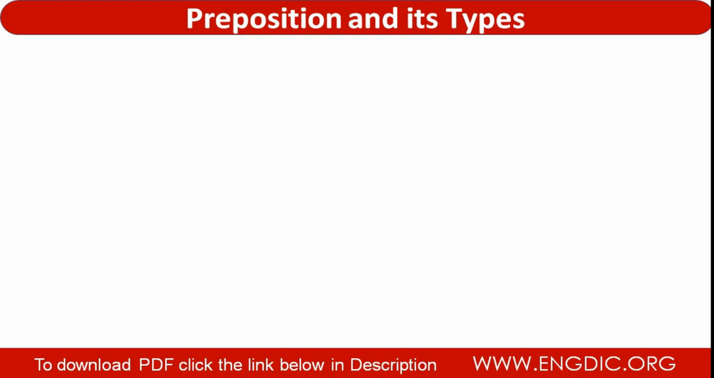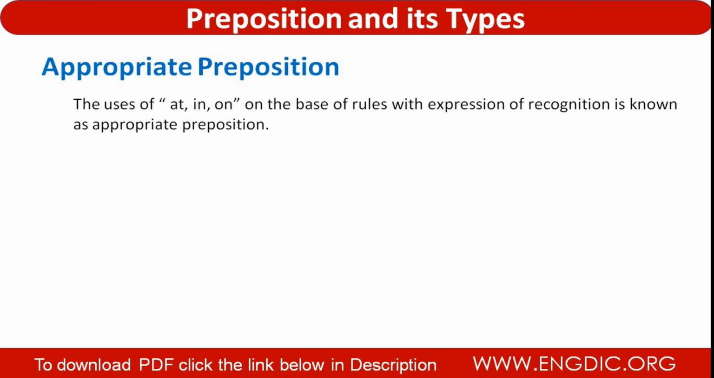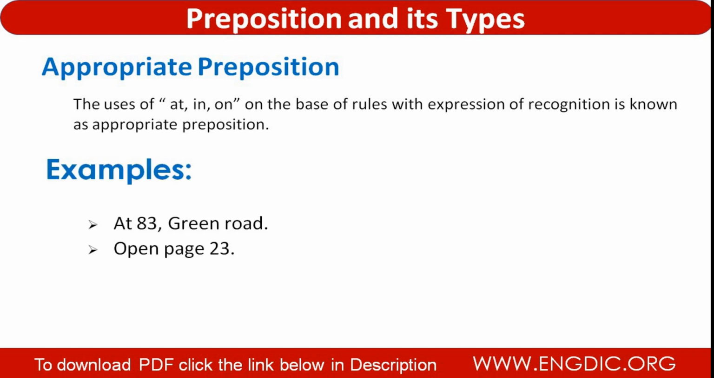Moving towards the next type, appropriate preposition. The use of at, in, on on the basis of rules, with expressions of recognition, is known as appropriate preposition. For example, at 83 Green Road. This preposition is used with an address. Open page number 23. This is used with a number.